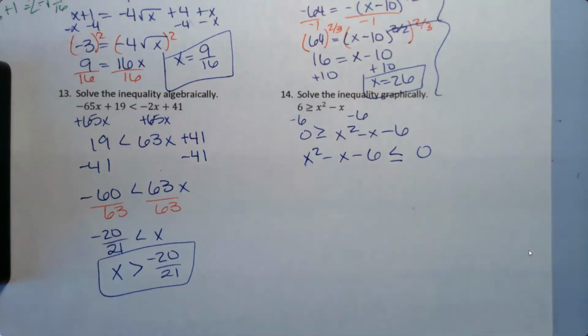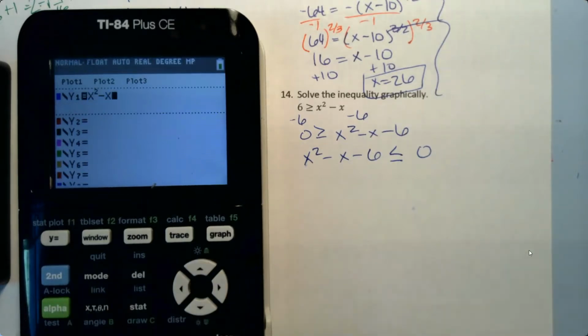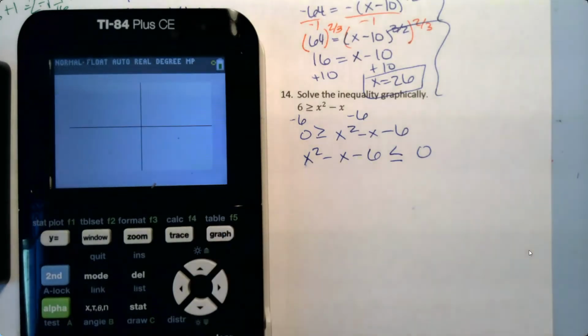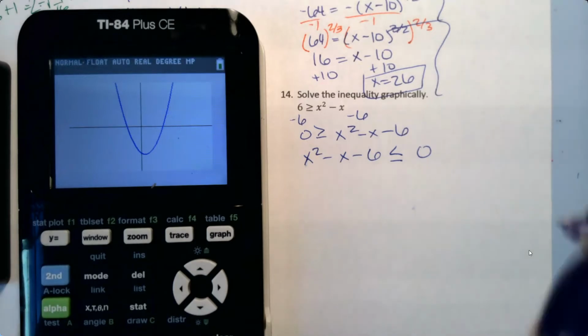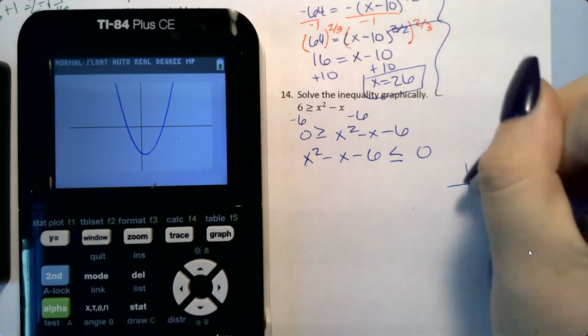Then I want to type this equation into my calculator. So I want to clear out anything else that's there. I have x squared minus x minus 6. And I want to graph this, and I'm going to sketch the graph out. You don't have to, but this is so I can refer to it.